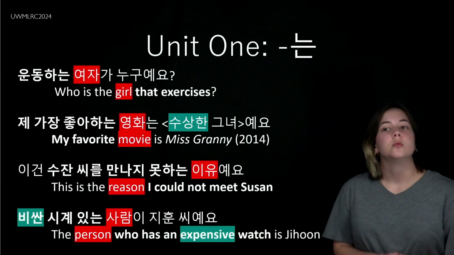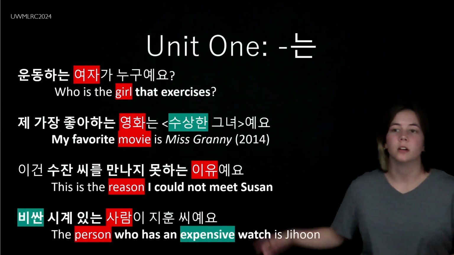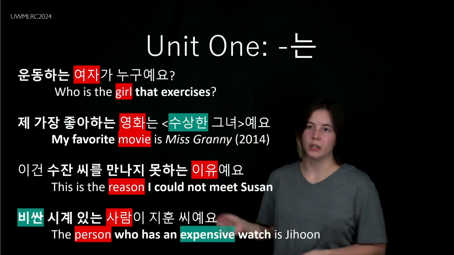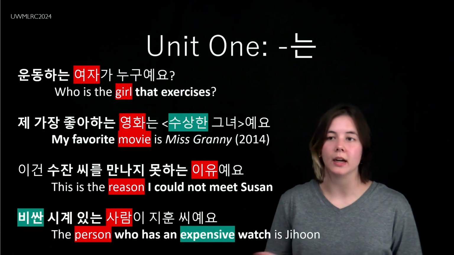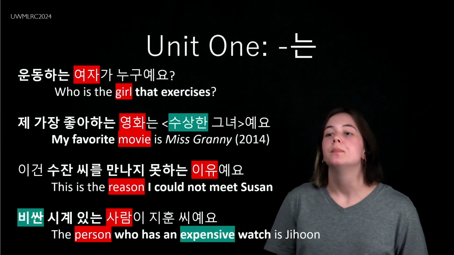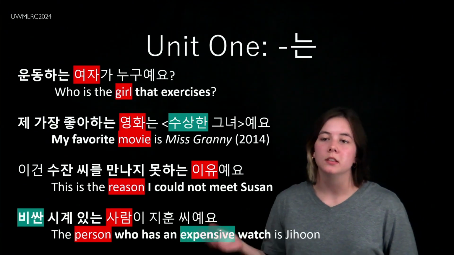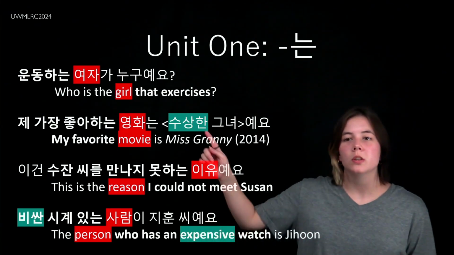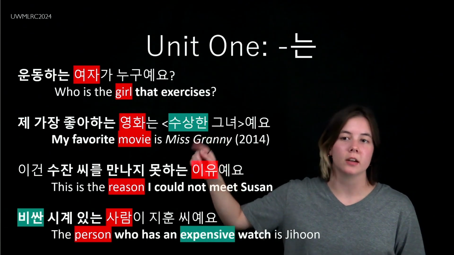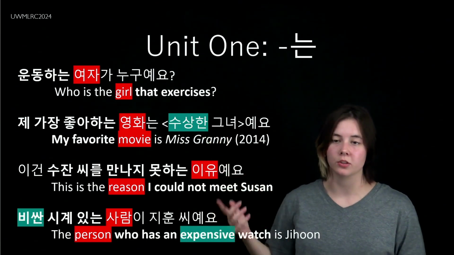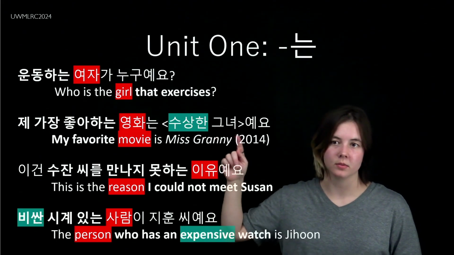운동하는 여자가 누구예요? Who is the girl in red that exercises? 운동하다. 운동하는 여자가 누구예요? Who is the girl that exercises? 제 가장 좋아하는 영화는 수상한 그녀예요. 수상한 그녀 is the movie title of Miss Granny. They translated it not like literally. A literal translation would be suspicious girl.